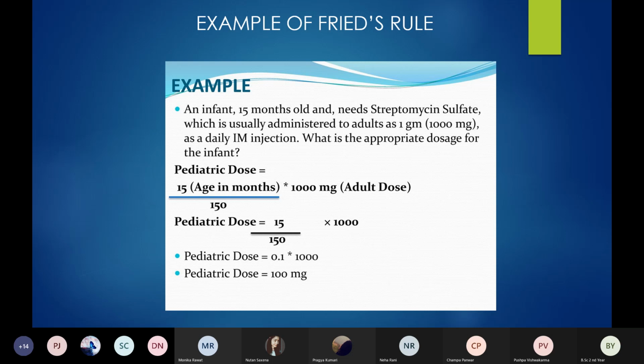Pediatric dose is equal to age of the child in months, that is 15 months, divided by 150, into the adult dose. The adult dose is 1000 mg, so we have to convert 1 gram to mg by multiplying by 1000. So 1000 mg is the adult dose. By calculating this, we will get 100 mg. Now we can administer the medicine to the baby: 100 mg of streptomycin sulfate, which we give by IM.